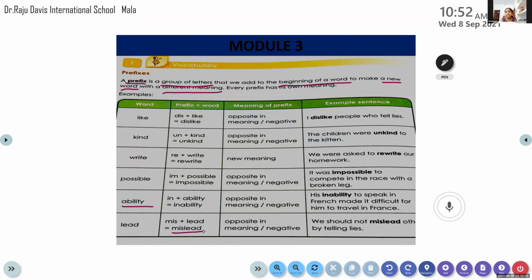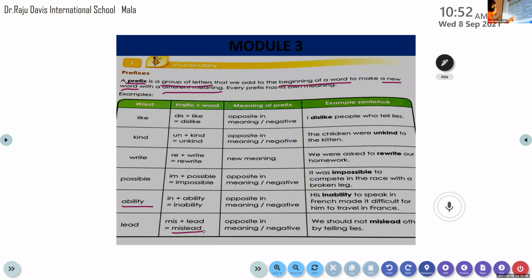Mislead. Okay, so what have we done here? In some words, we have added the prefix and made new words. Some of the new words are antonyms of the given word, and some of them are a totally new word having a totally different meaning. Understood? So tell me once again, what is the antonym of lead? Mislead. Very good. Now you have understood it.